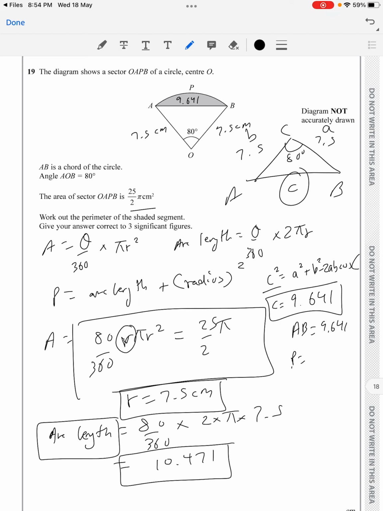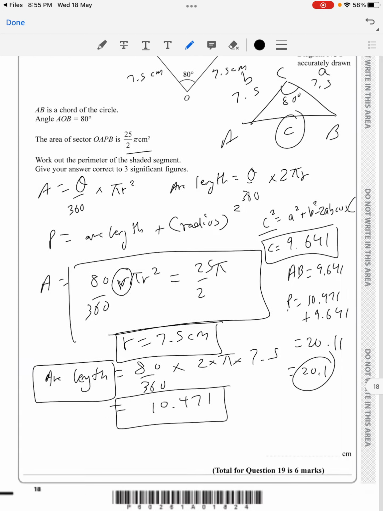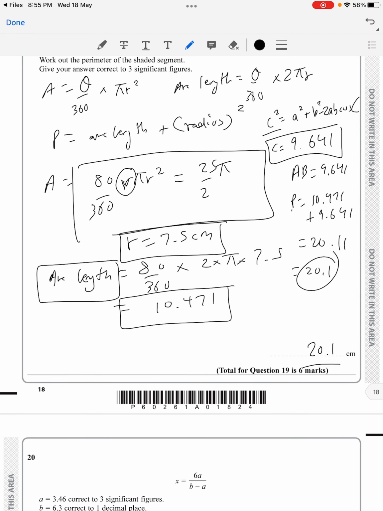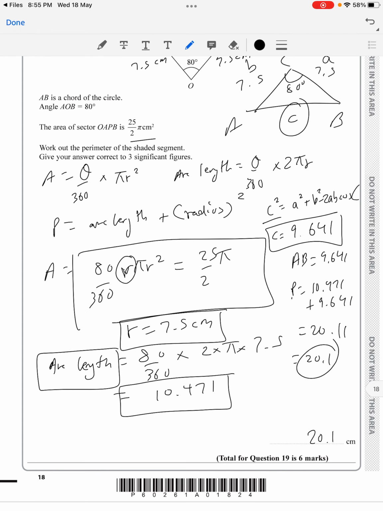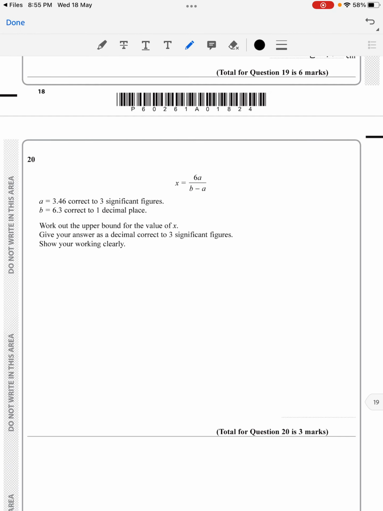Since we know the perimeter is the arc length, which we have found to be 10.471, plus the line AB, that should give you the perimeter of the shaded segment. That's only this segment that you need to find. So that is 9.641. Once you put 10.471 plus 9.641, you should be getting approximately 20.11. To 3 significant figures, that is 20.1. That should be your answer for 6 marks. 20.1 centimeters, 6 marks. This is the working out that you're going to do.